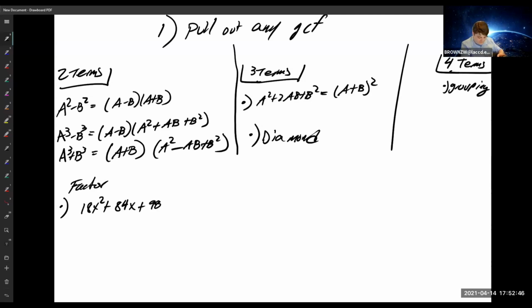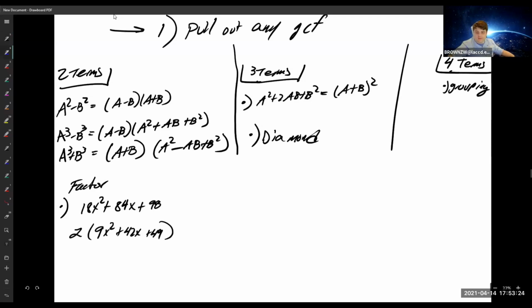So the first thing you always want to do is see, is there anything that we can factor out of the entire expression? Is there either a number or a term that goes into everything? So this is that step one, pull out any GCF. In this case, we have a factor of 2 that we can pull out. When you do that, that's going to give you 9x squared plus 42x plus 49.